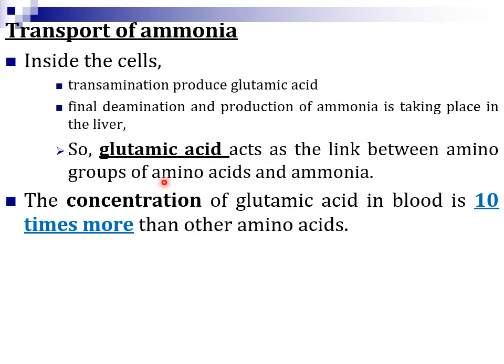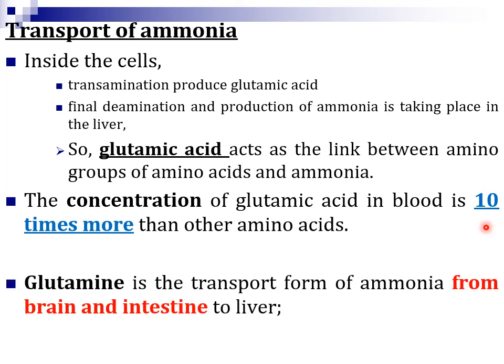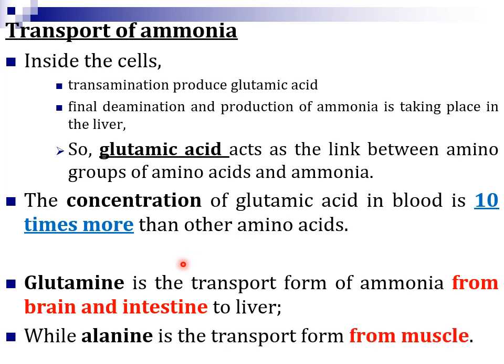Because of this reason, the concentration of glutamic acid is 10 times more compared to any other amino acid. Glutamine is the transport form of ammonia from brain and intestine to the liver, which we have already seen, while alanine is the transport form from the muscles. So the amino group from the skeletal muscle will be transported in the form of alanine to the liver.